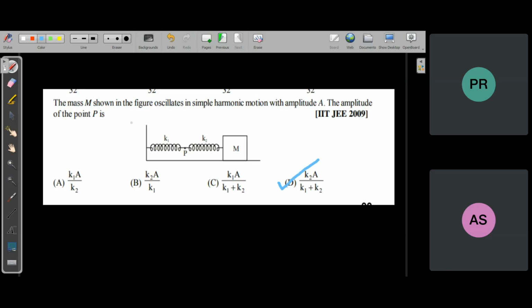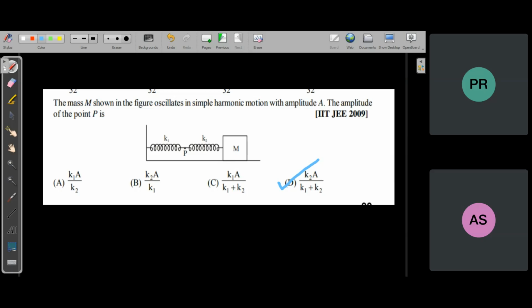So simply, we know that F equals minus Kx. We are finding both forces. And then what did you do? After finding the force, we can say this is a series combination. We can write that force equals K1 K2 by K1 plus K2 into x.